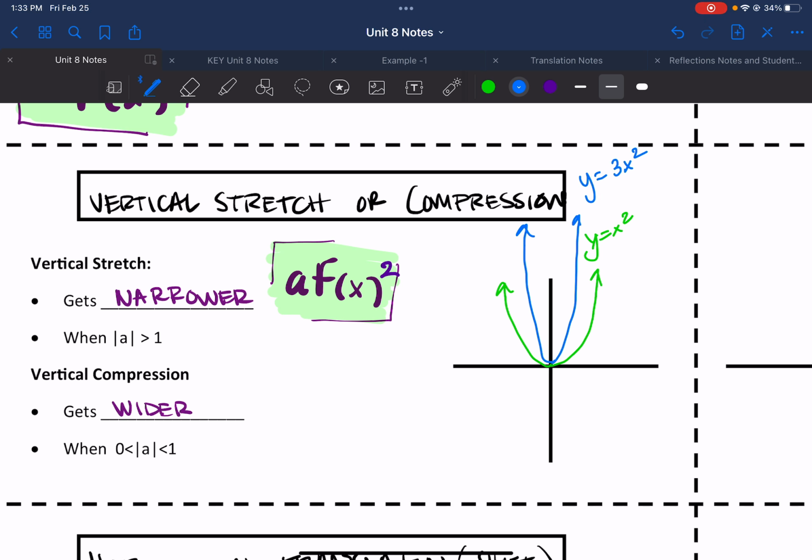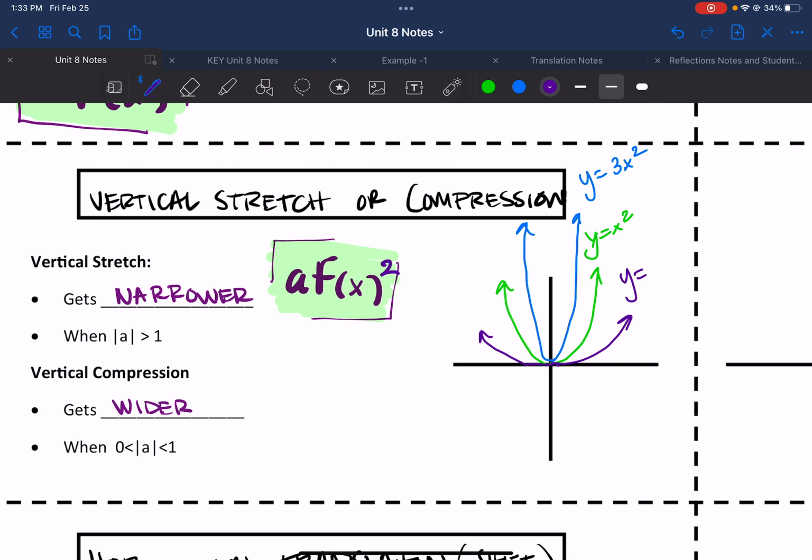Okay. And then let me draw another graph. Let's say I had one that's wider here and here. Since it's wider, your a value must be less than 1, greater than 0, say 1/2 x squared. So there are two different graphs right there. We have a vertical stretch and we have a vertical compression.